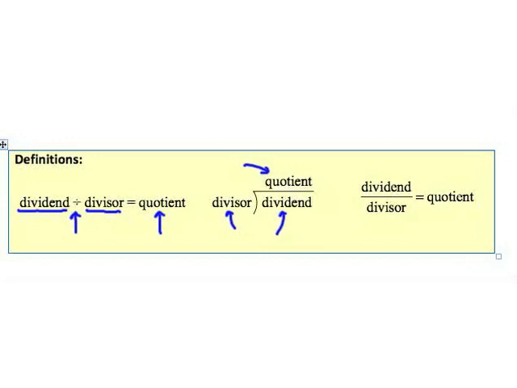Finally, the last type of division is the fraction bar. Remember, the fraction bar means to divide. The number that's in the numerator of the fraction is the dividend, the number that's getting divided up. The denominator of the fraction is the divisor. And then when we do this division, the quotient goes over on the right side of an equal sign.